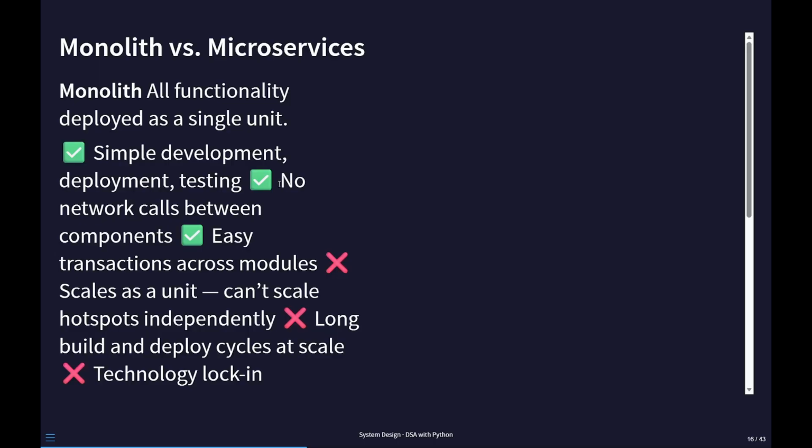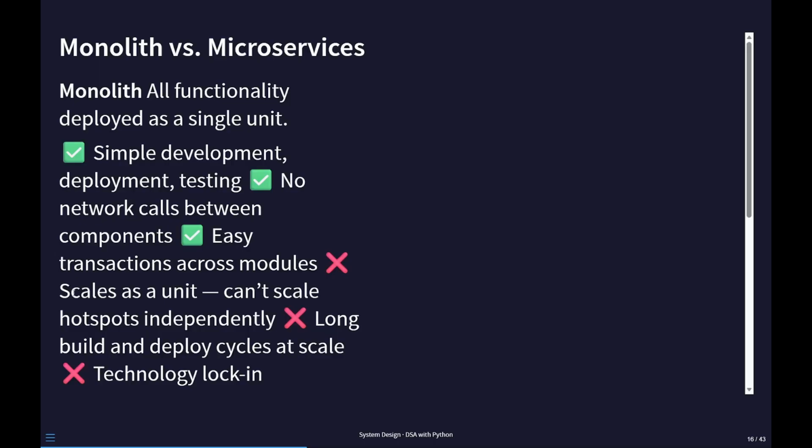Most startups and early-stage products should start with a monolith. The limitations: it scales as a unit. If your payment processing is the bottleneck, you have to scale the entire monolith even though only that module is under pressure. At scale, build times get long, the deployment frequency slows, and technologies in different modules can become constraints.